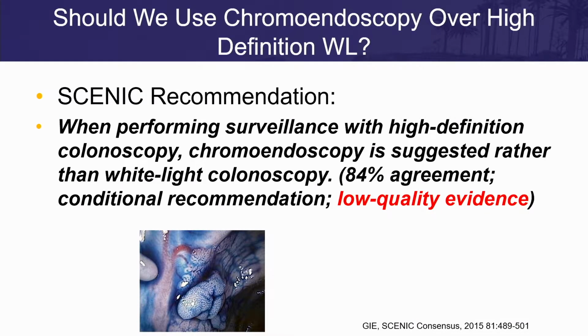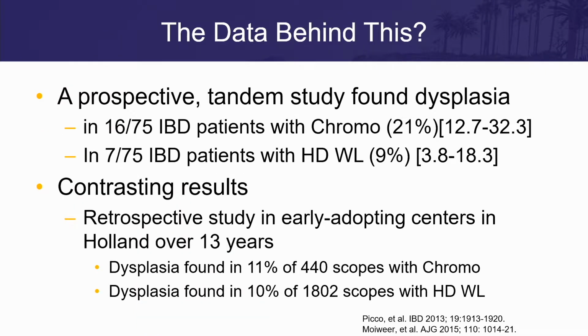And that was the setting in which the SCENIC consensus was issued. And this is the specific recommendation. When performing surveillance with high-definition colonoscopy, chromoendoscopy is suggested rather than white light colonoscopy. 84% agreement of the people present, with a conditional recommendation and low-quality evidence. The data behind this was pretty limited. Their primary study was a tandem study finding dysplasia in 21% of patients with chromo and 9% with high-definition white light.